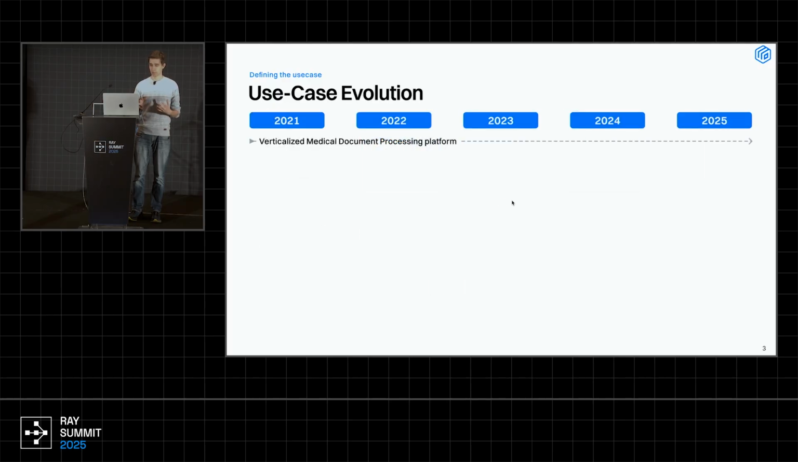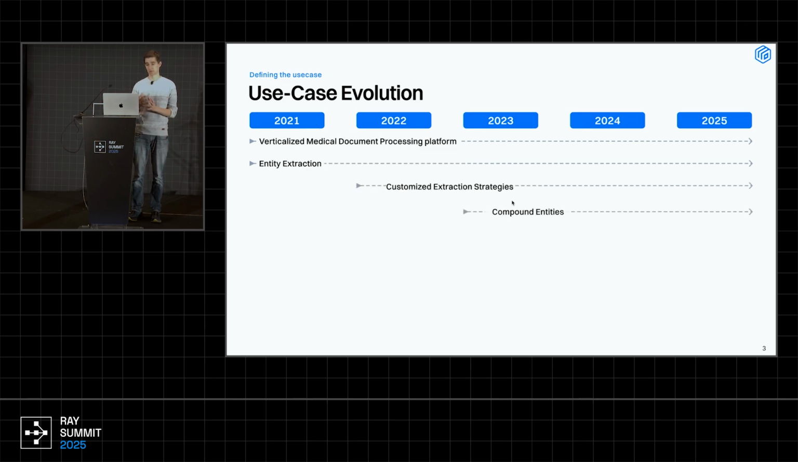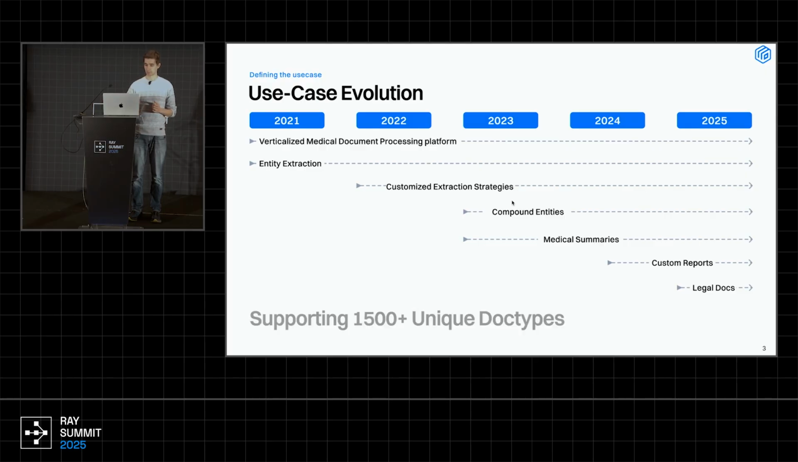So the company has evolved quite a bit. I joined the company last year, but it's been around for a number of years. It started off as a platform to do medical document processing, and more features have been added throughout, adding more complex entities, more complex classification, adding summaries once LLMs came out, additional reporting, and adding different types of documents. And right now, we support over 1,500 types of documents.